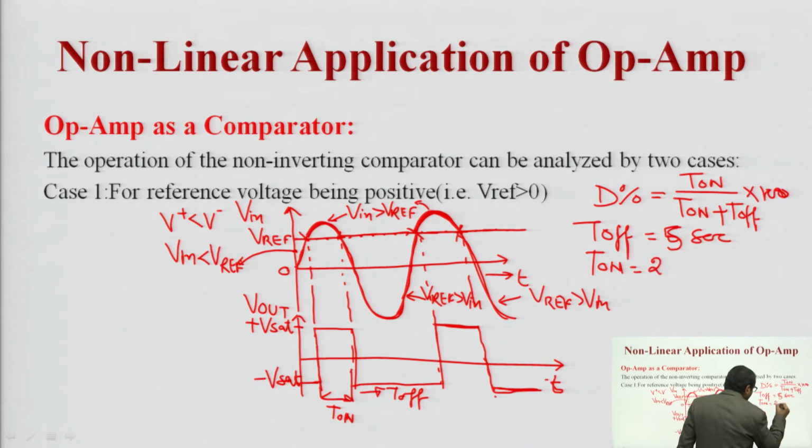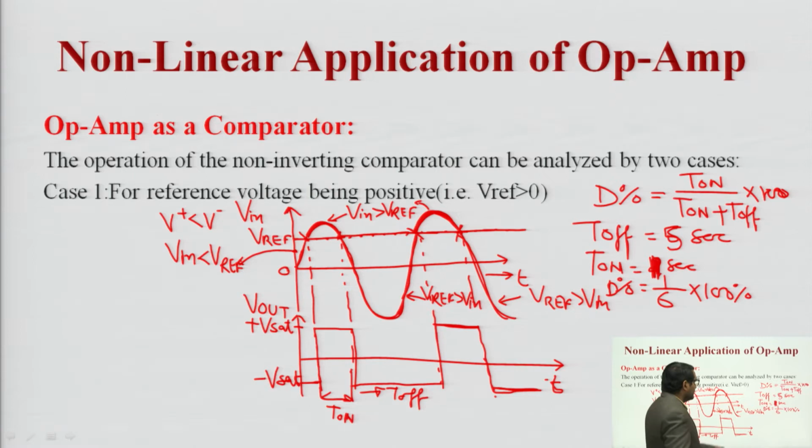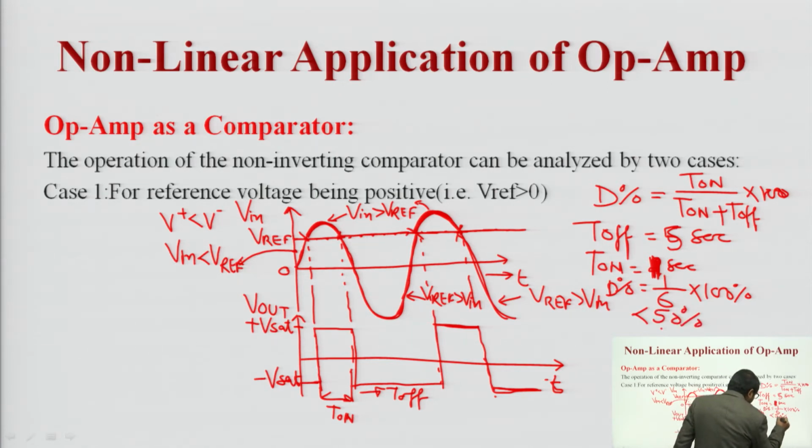So, we consider 2 seconds or 1 second. For example, let us consider 1 second, then the duty cycle percentage is 1 upon 6 into 100 percent. T on is 1 second, T on plus T off is 1 plus 5, that is 6. 1 by 6 means we can say that the duty cycle is less than 50%. D percentage is less than 50%.